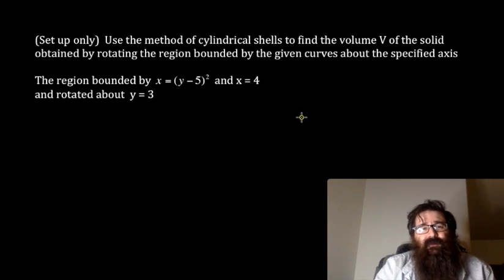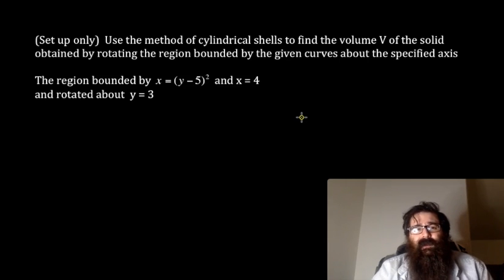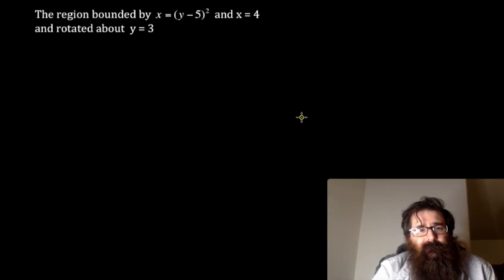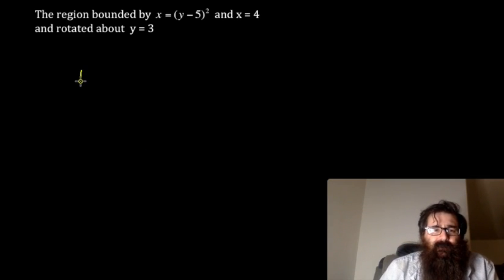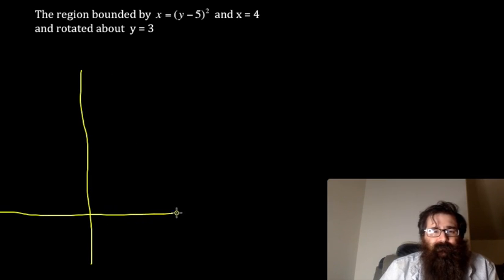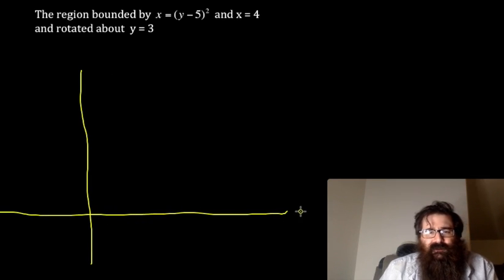So you have the region bounded by x equals (y minus 5) squared, and x equals 4, and we're rotating this about the line y equals 3. Okay, doesn't sound so bad. Let's see if we can get a bit of a picture going. My axes looking perfect like they always do. My x-axis, my y-axis.